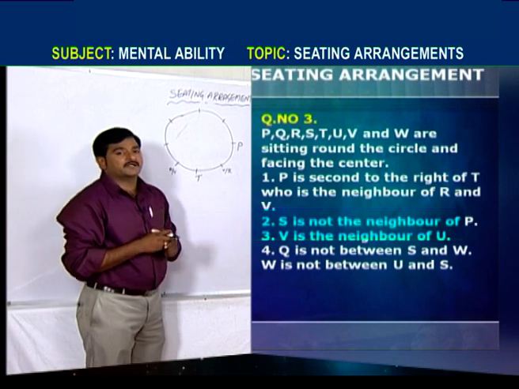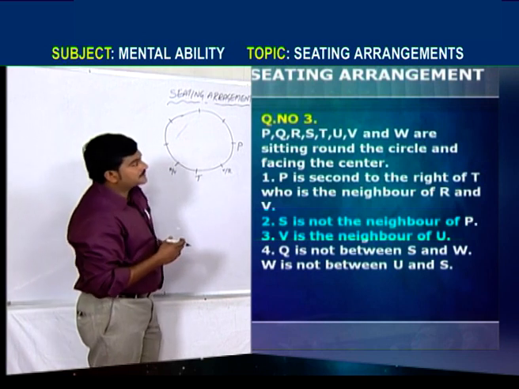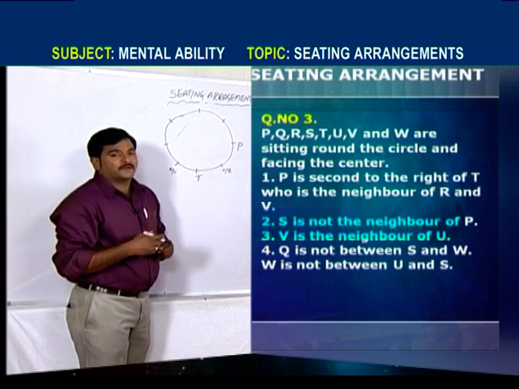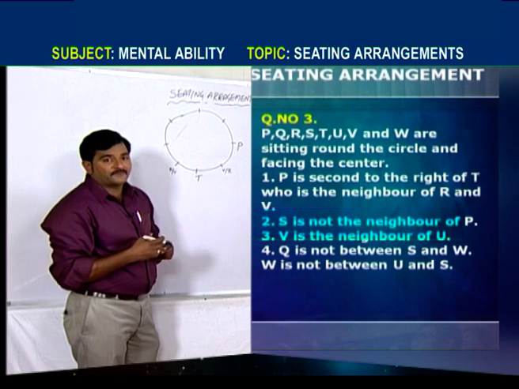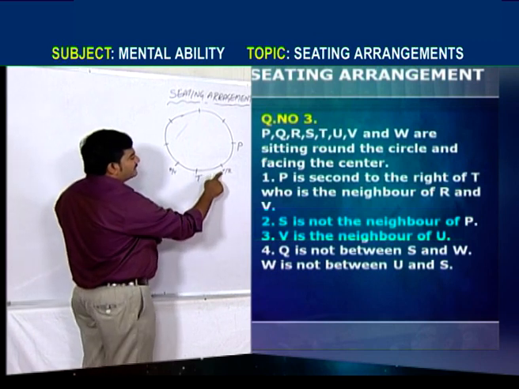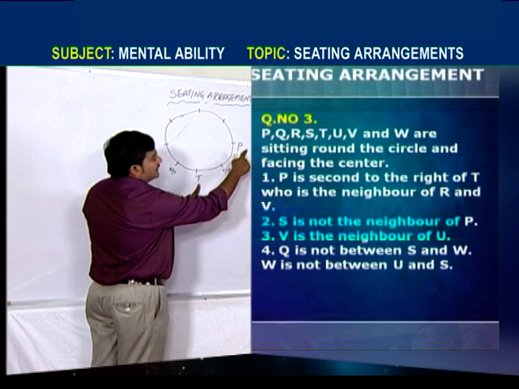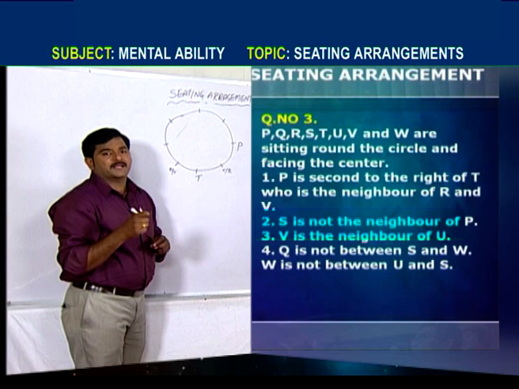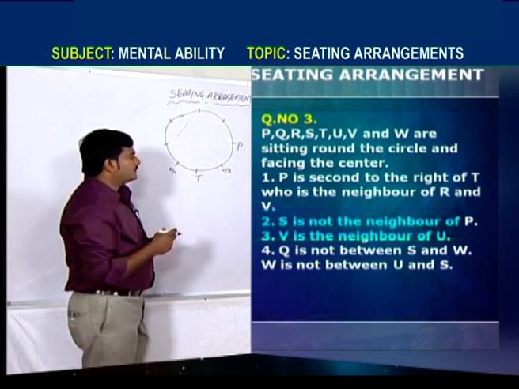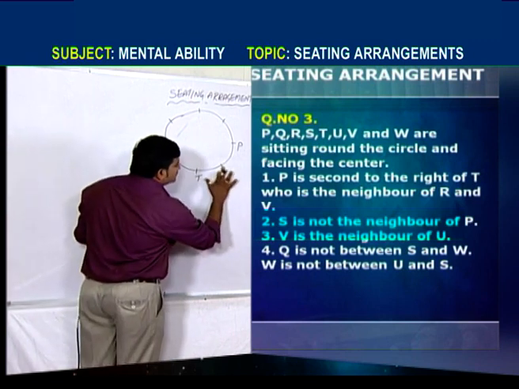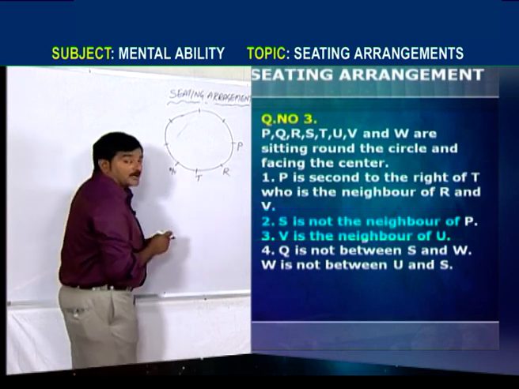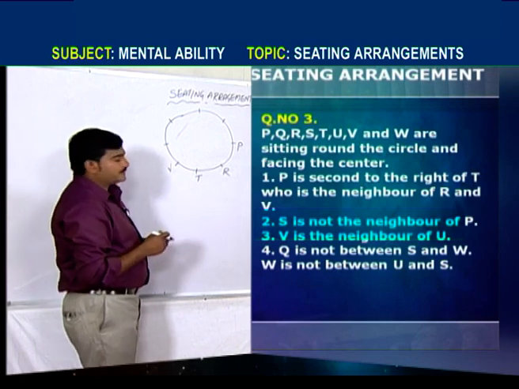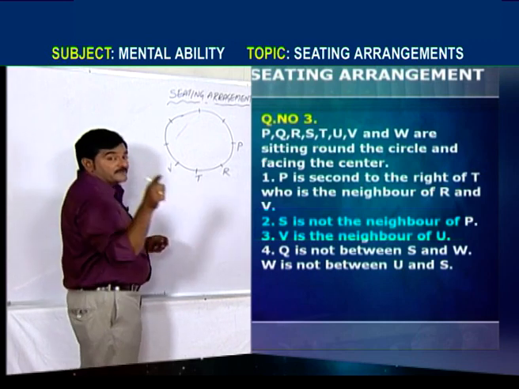We will discuss some other conditions. The next condition is: V is the neighbor of U. For example, if I take V here, is it possible to take U here or here? No. The condition is that V is the neighbor of U. So this position must be R's position, and this is V's position, because T is the neighbor of R and V from the first condition.